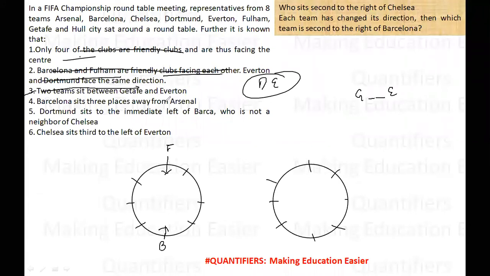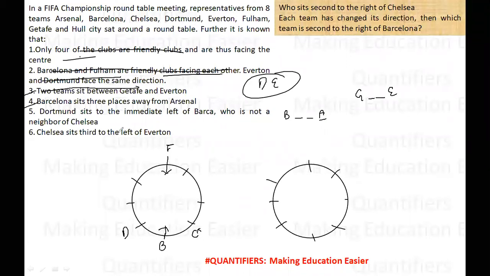Barcelona sits 3 places away from Arsenal. So Barcelona, 1, 2, and Arsenal. Dortmund sits to the immediate left of Barca, who is not a neighbor of Chelsea. So Barca is not a neighbor of Chelsea, so Chelsea cannot come here basically. And Dortmund is on the left.